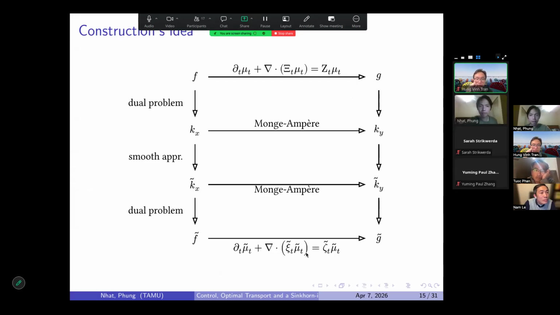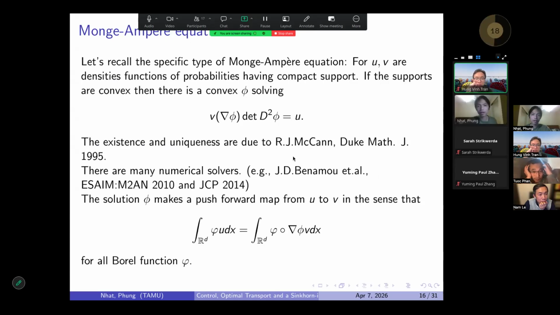And so that's the structure of the idea. The first thing I try to do is the Monge-Ampere. How we actually do with the Monge-Ampere is just a reminder. So the Monge-Ampere equation is defined as follows. We have V, and the determinant of the Hessian should be equal to U.